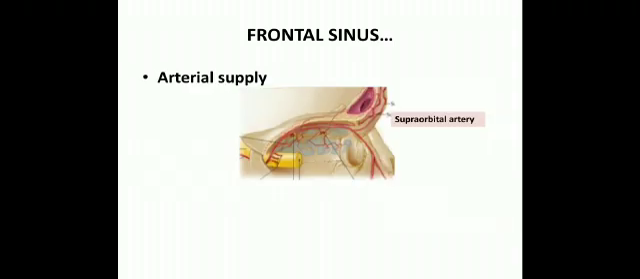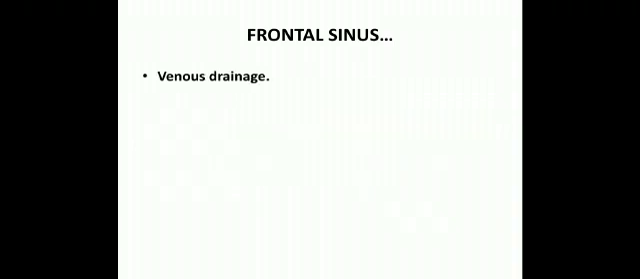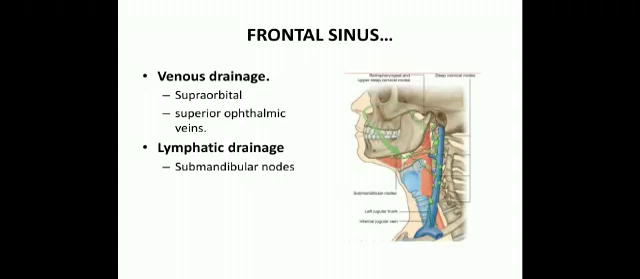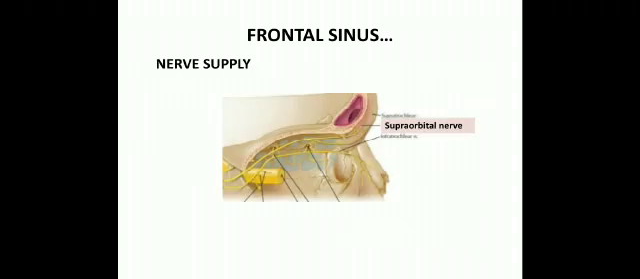The arterial supply is by supraorbital artery. The venous drainage is by supraorbital and the superior ophthalmic veins. The lymphatic drainage is to the submandibular nodes. The nerve supply is by the supraorbital nerve.